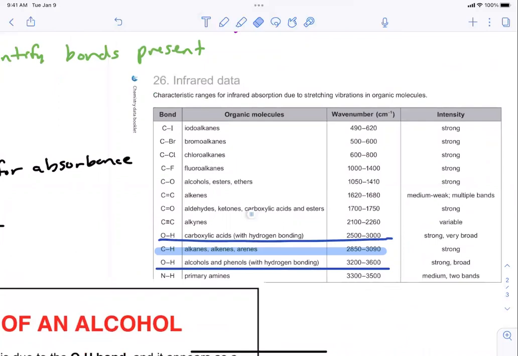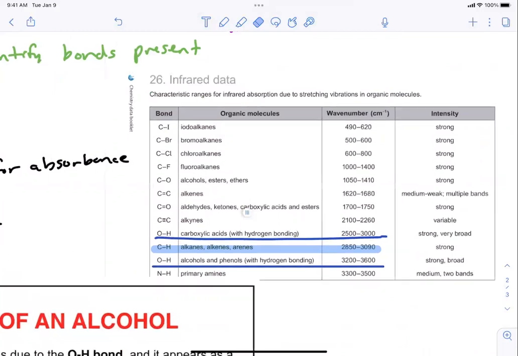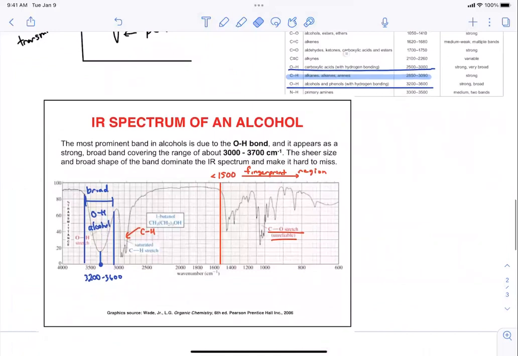But two, and this was on your practice test, they might give you different structures and give you three IRs and have you differentiate between which structure matches which IR, and that's like a 4 or 5 mark question because you have to identify unique peaks in each IR and how they relate to the structures overall. And so that's another way that IB could ask that.